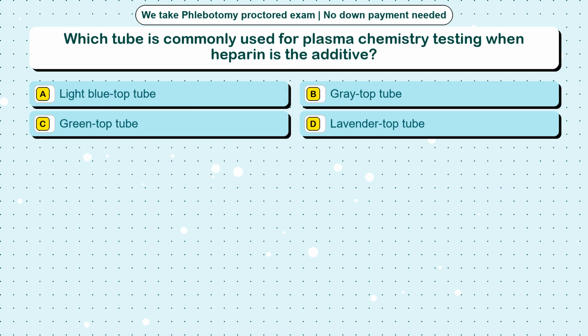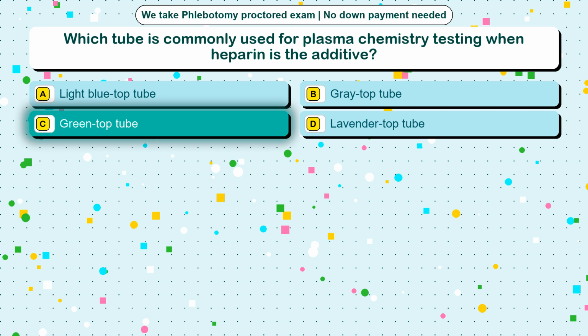Question 31. Which tube is commonly used for plasma chemistry testing when heparin is the additive? Option A, light blue top tube. Option B, gray top tube. Option C, green top tube. Option D, lavender top tube. The correct answer is option C, green top tube.